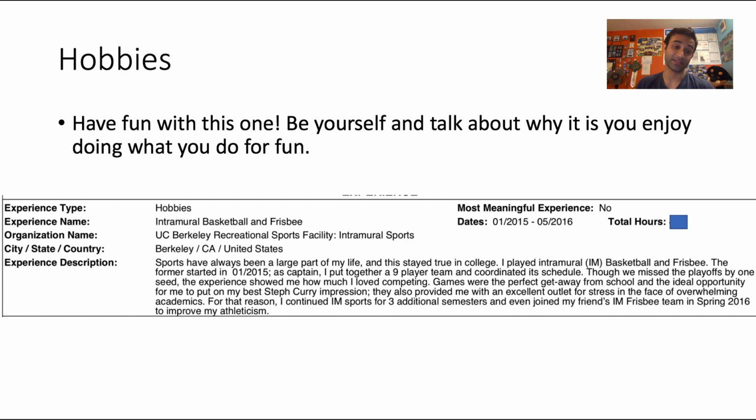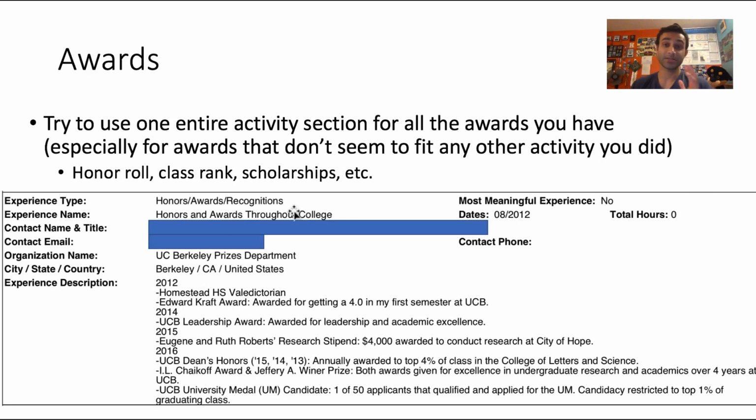And last but not least, I want to end with awards. This one's a bit tricky, right? Because all of you are really accomplished and you're going to have a lot of awards regardless. But it's really interesting because some of those awards may be linked to the research that you did. And if they're linked to the research that you did, put them in the research that you did, right? Or some of those awards may be linked to, I don't know, whatever extracurricular that you did. Put that there if you can.